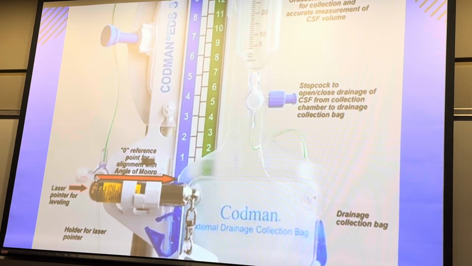Anyway, that's where you're leveling it to. That's where you're zeroing it to, okay? And that gives us the most accurate intracranial pressure. Several systems exist. This one has a laser pointer to get a very accurate measurement.